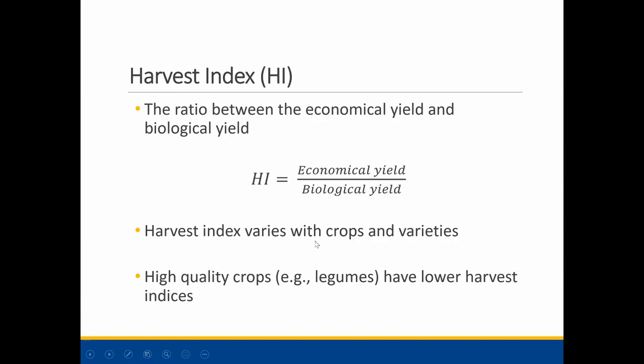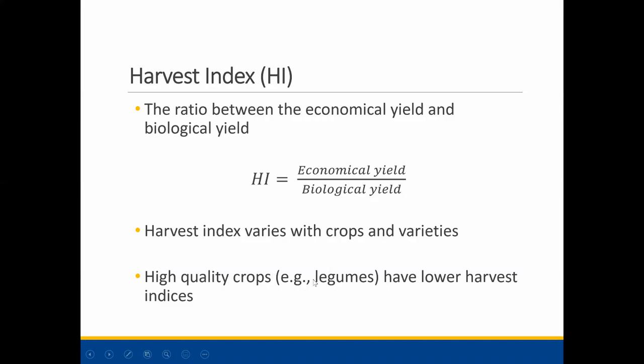And then you should know that if this HI value, the harvest index value, is higher, obviously you will have a higher economical yield for that particular crop or variety. It varies across crops and varieties.